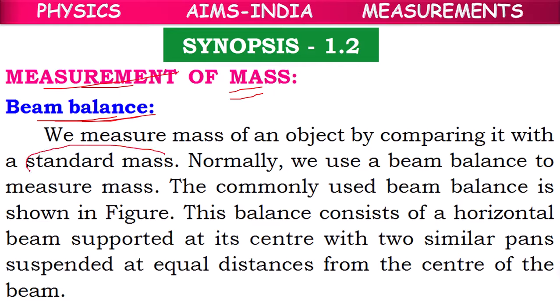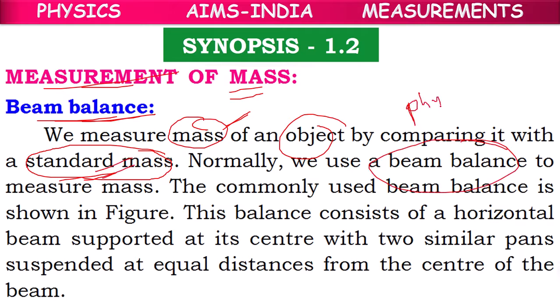By taking one known standard mass, we can measure the mass of any other object by comparing its mass with the standard mass. For this purpose, we will make use of a beam balance, also called a physical balance. With the help of the physical balance, we can learn how to measure mass.